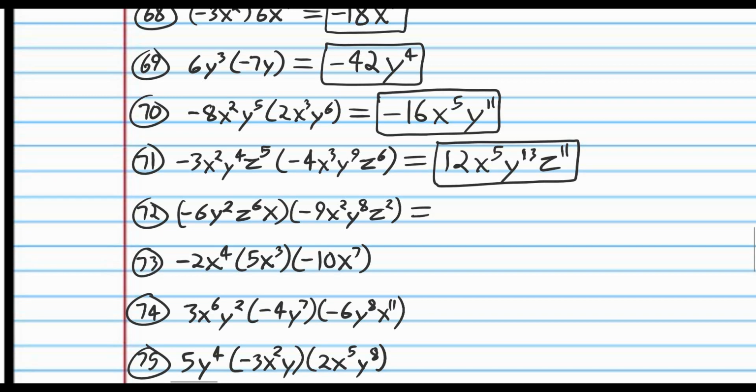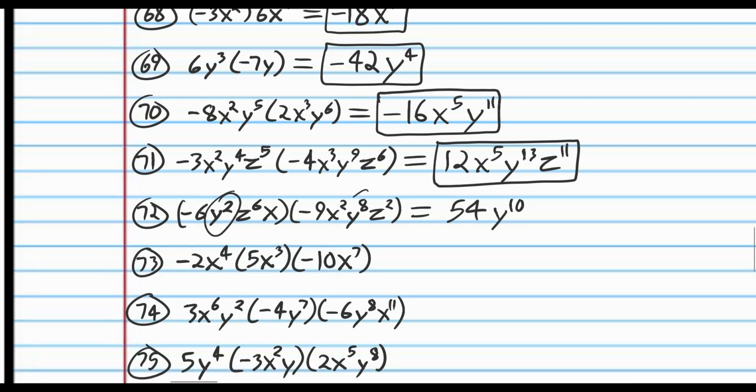All right. So if you want to, you can try the next problem. And when you come back, we'll do it together. All right, we're back. We have like signs, -9 and -6. So multiply those. You're going to get a positive 54. Y to the second times y to the 8th is y to the 10th.